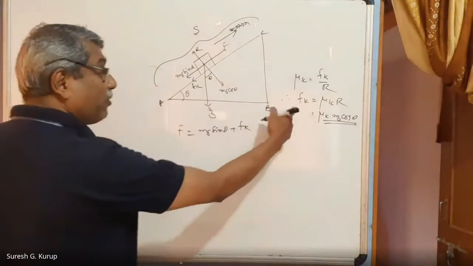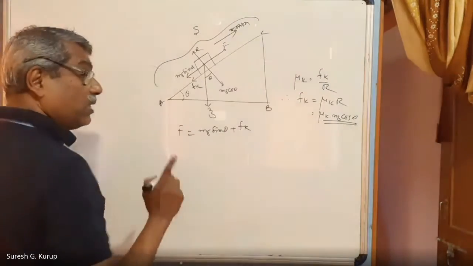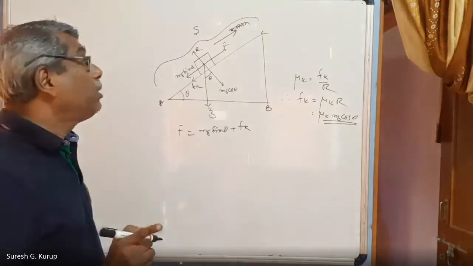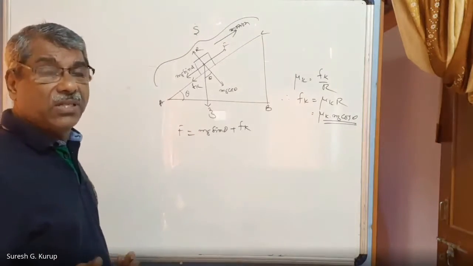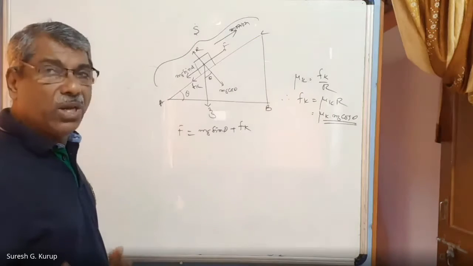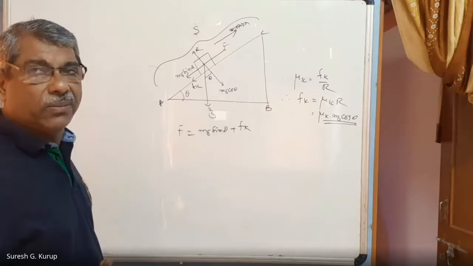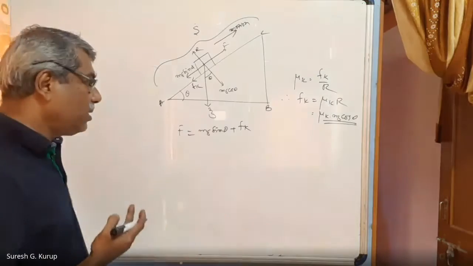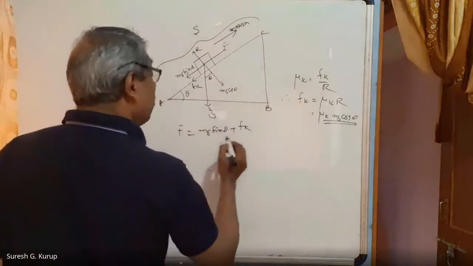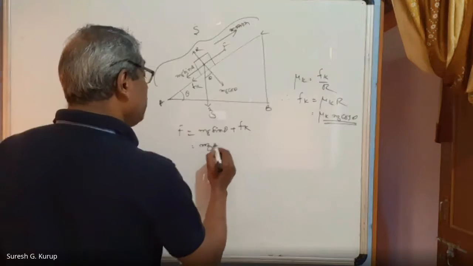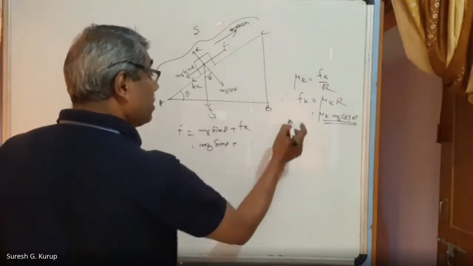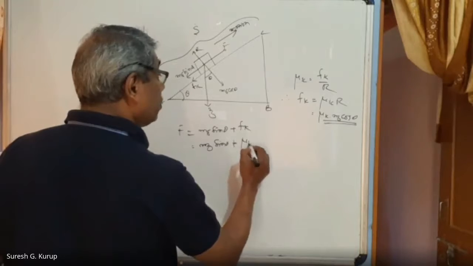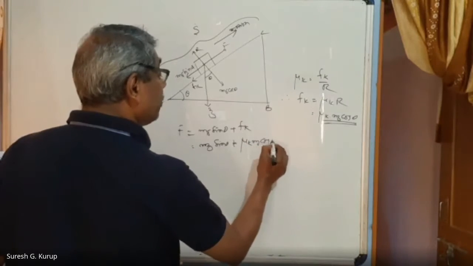In place of fk we can write mu k mg cos theta. It is only for an inclined plane. Otherwise, simply mu k into mg, no cos theta, if it is a plane surface, that we have seen already in the last part. Therefore, this is equal to mg sin theta plus mu k into mg cos theta we can write.